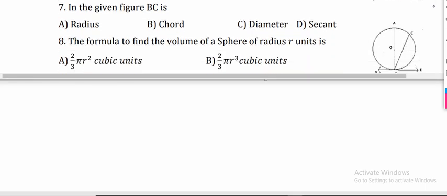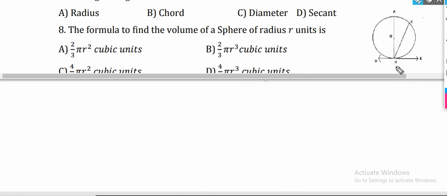In the given figure, BC is, so you observe here, this is not the radius. Here this one is B. I will show you the figure correctly. Yes, this one is B and this is C. The BC line shows the chord of the circle. Therefore option B is the correct answer.